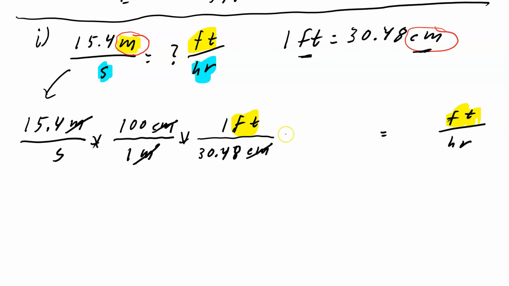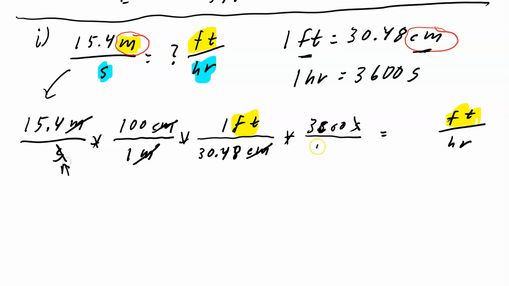We go downstairs now to the denominator, converting seconds to hours. 1 hour, let's write that down, is equal to 3,600 seconds. 60 minutes in an hour, 60 seconds in a minute, so 60 times 60 is 3,600. Again, let's be careful. Seconds are in the denominator in our measurement. We want seconds upstairs in our conversion factor, so that those units cancel, and I have 1 hour downstairs. So now I'm good to go, and we're ready to do the calculation.